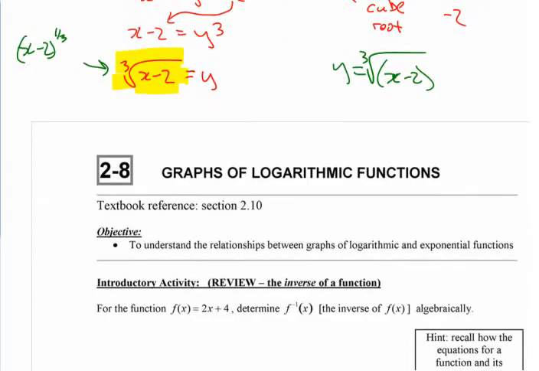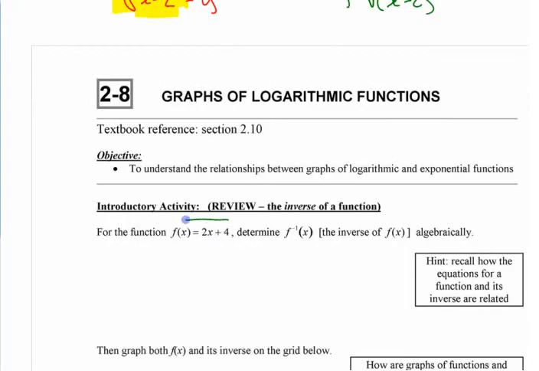Like this one that's down here, if you have that function, if it says times 2 and then plus 4, the inverse function is going to be what? What's the inverse function going to be?